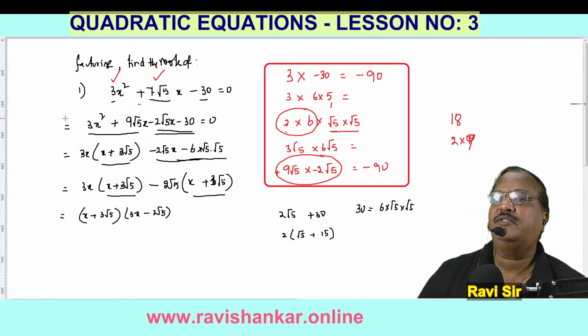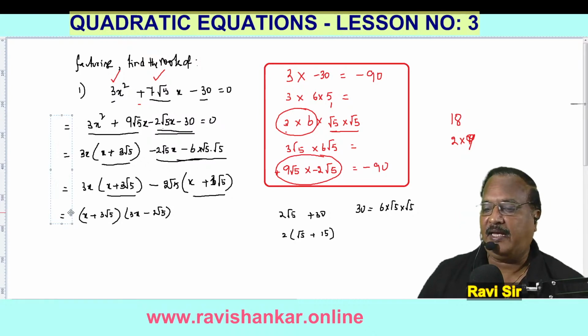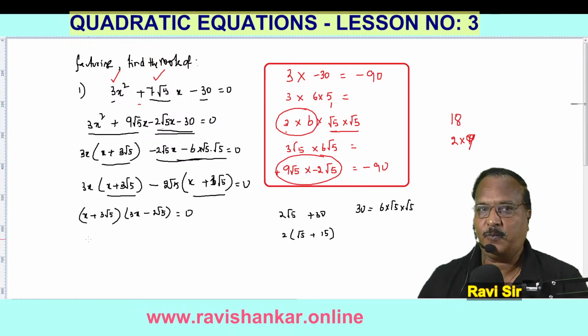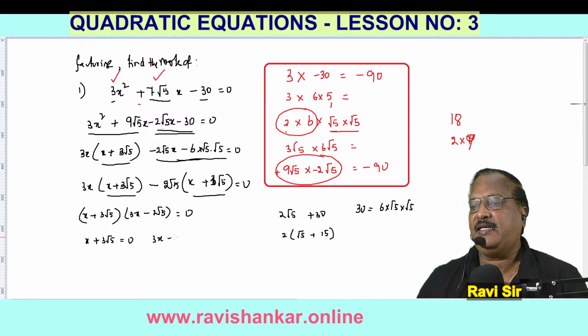Okay. So now I have converted this into polynomial. What I will do, I will put it is equal to 0. Now we have to find out the solution. x plus 3 root 5 is equal to 0, and 3x minus 2 root 5 is equal to 0, and x is equal to minus 3 root 5, and x is equal to 2 root 5 upon 3. So these are the solutions.